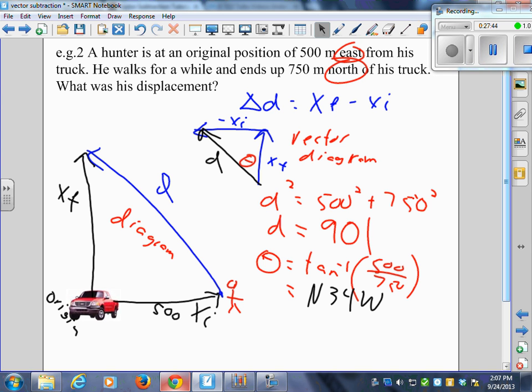Did I make it too complicated? How do you get the angle on the calculator? It depends on your calculator. Some of you will have to go 500 divided by 750 equals second function tan. Some of you go second function tan bracket 500 divided by 750 bracket equals. Yeah, I got it. Are we going to use the filters again?